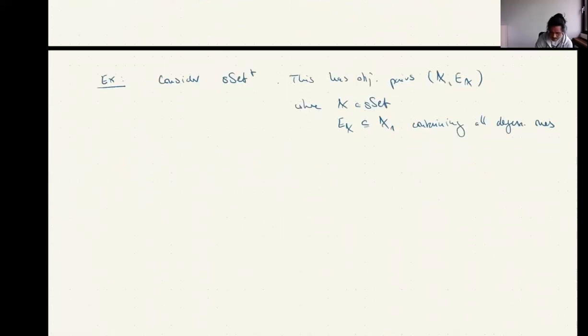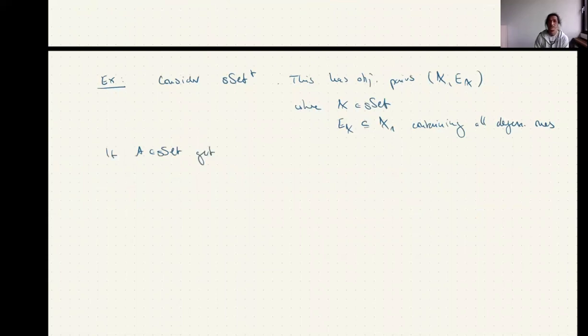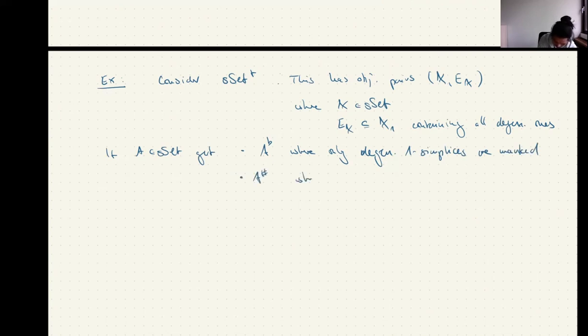And then if you have a simplicial set A, then we get two marked simplicial sets out of it. The first one is A flat, where only the degenerate simplices are marked, and A sharp, where all one-simplices are marked.